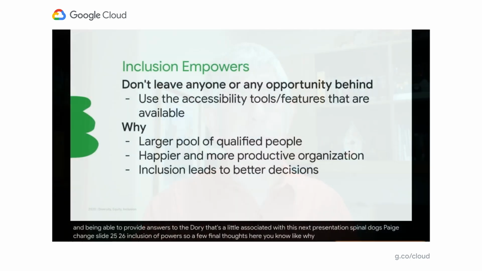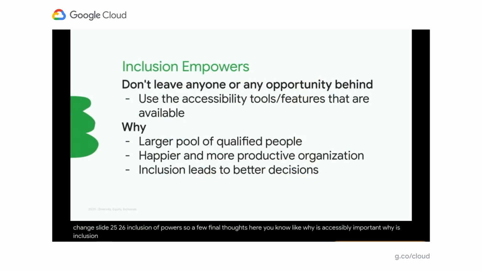Page change, slide 24 of 26, final thoughts. Page change, slide 25 of 26, inclusion empowers. So a few final thoughts here. Why is accessibility important? Why is inclusion important? Well, one of the things is we don't want to leave anybody behind, by making sure that we're taking advantage of the accessibility features. We're allowing people to participate in the different activities.